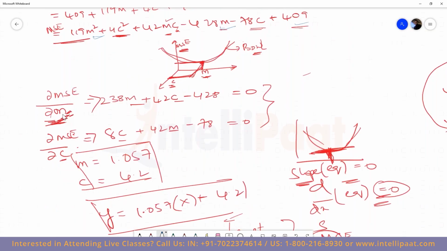Then you'll have to perform too many partial derivatives. Too many partial derivatives means very complex solutions. Hence the whole equation becomes very difficult for us to solve.